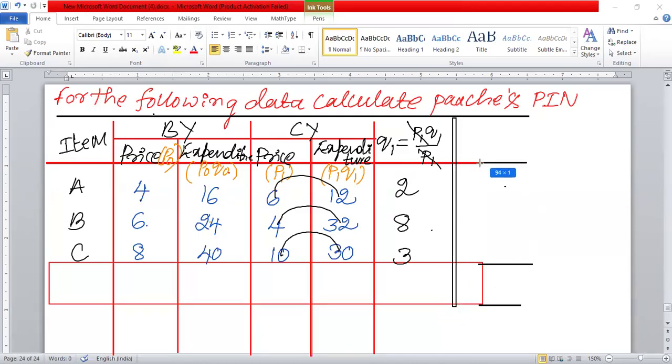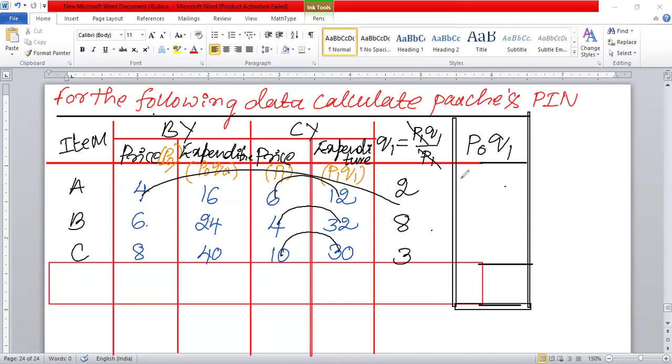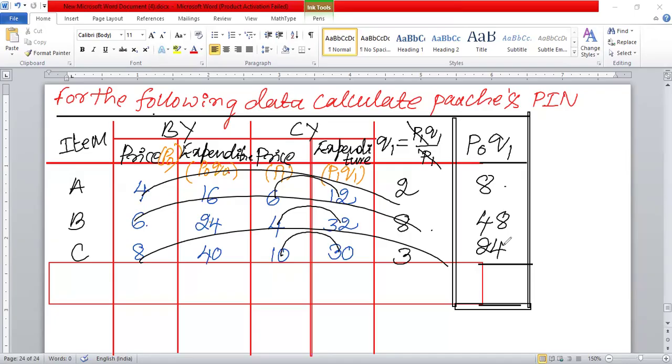So now P0, Q1, we need to multiply. So P0, Q1. 4 2s are 8. 6 8s are 48. So 8 3s are 24. Okay. Yes. Now, so very easy to total it.